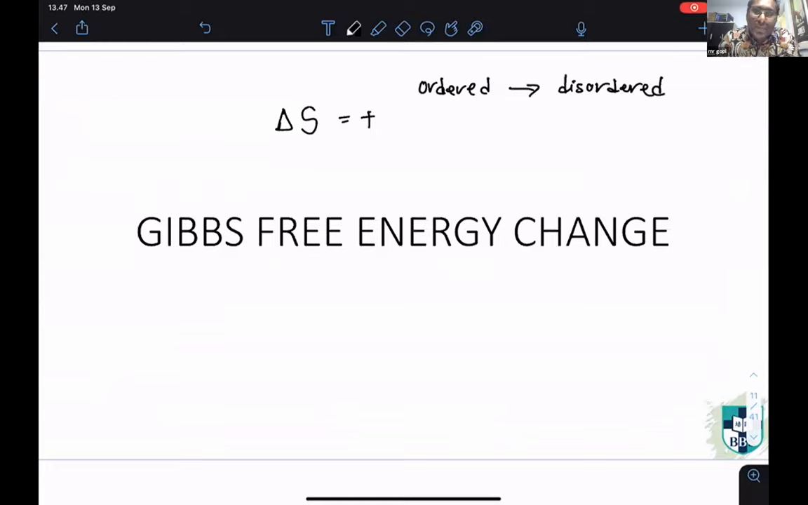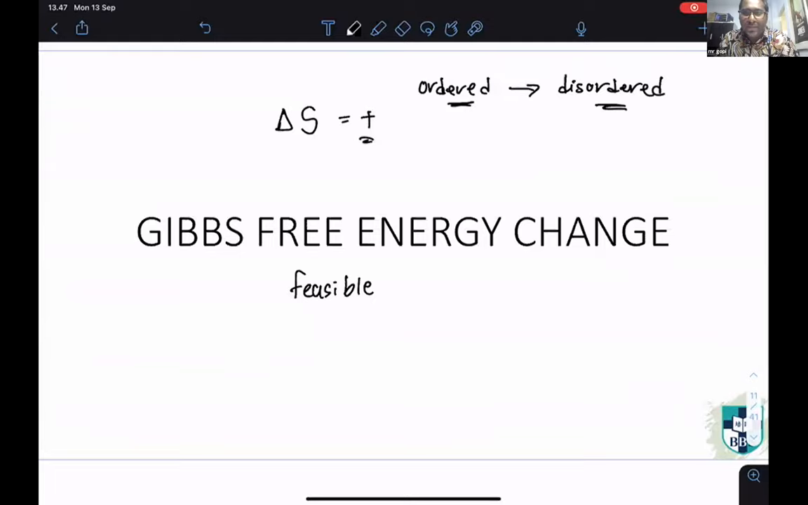When you say entropy is increasing, which is going to be positive, we know that it is ordered becoming disordered. So entropy is going to be positive. But if you want to find out whether a reaction is going to be feasible or spontaneous, knowing the entropy alone is not enough. You need to know about Gibbs free energy.